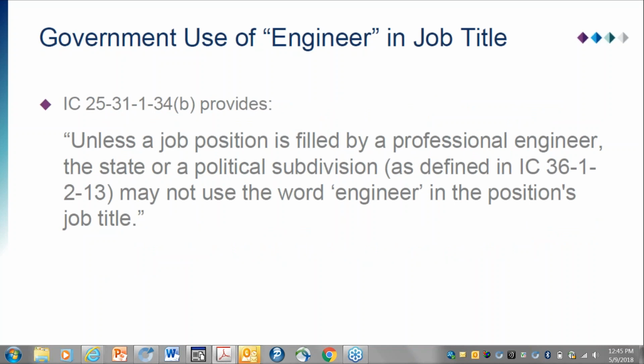And sort of dovetailing on the government previous slide, if you work for a governmental entity, you cannot use the word engineer in your title unless you actually are a professional engineer. So I can picture a large city, or perhaps even a village, handing out the title village engineer or city engineer or something like that, and it could make somebody kind of feel good and they look good and all that kind of thing.